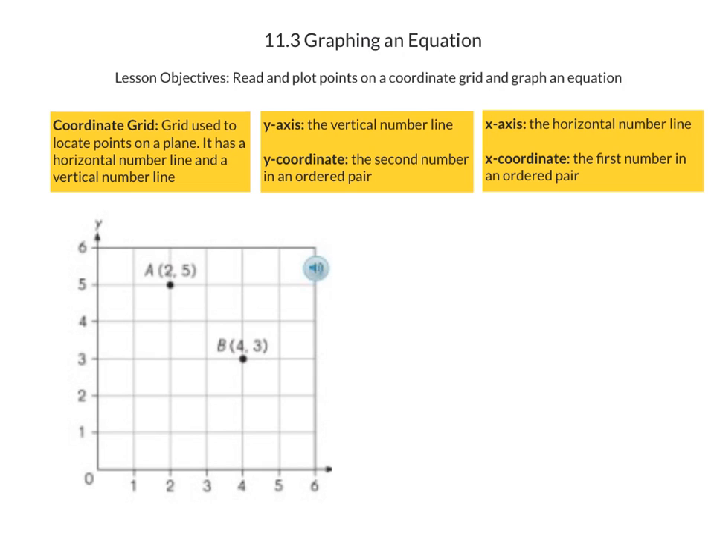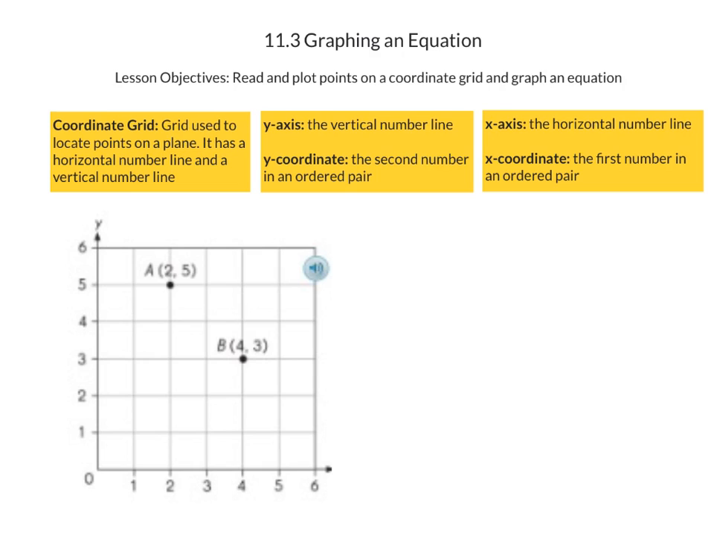Coordinate grids are grids that are used to locate points on a plane. It has a horizontal number line and a vertical number line. An example of a coordinate grid is the grid that's pictured below. We're going to now talk about the parts of a coordinate grid. In a coordinate grid, there's something called a y-axis and an x-axis. The y-axis is the vertical number line. The x-axis is the horizontal number line.